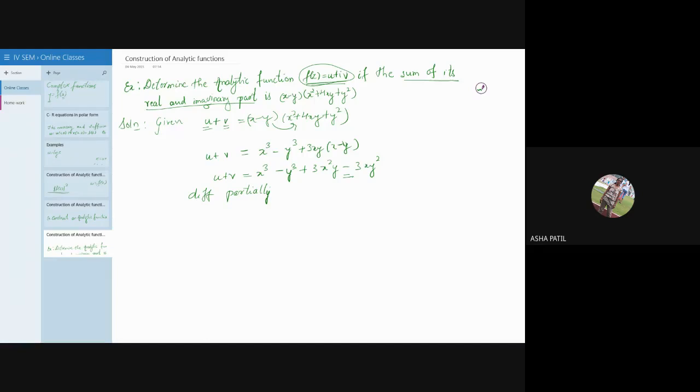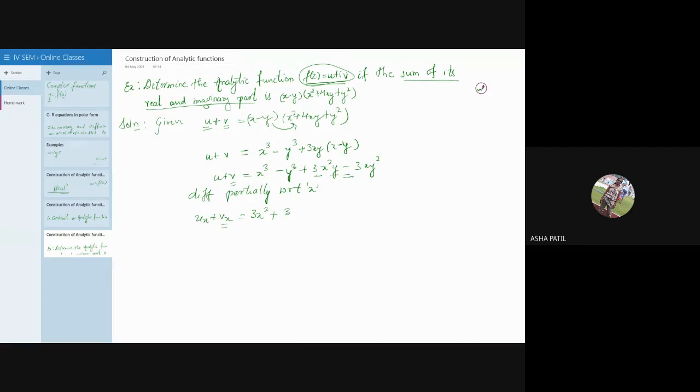Okay. Now let us differentiate partially once with respect to x and then again with respect to y. If you differentiate with respect to x, you'll get ux plus vx is equal to, right? Derivative of u with respect to x is written as ux. Derivative of v with respect to x, we'll just write as vx. Now, what about the terms on the RHS? Derivative of x cube is 3x square. Derivative of y cube will be 0. Plus 3y is constant.